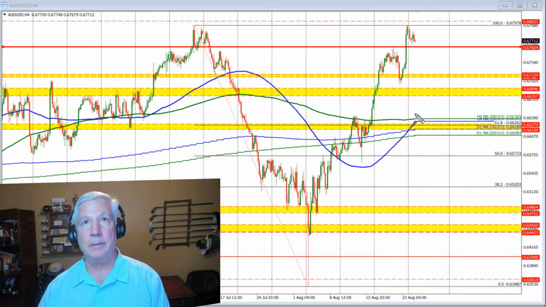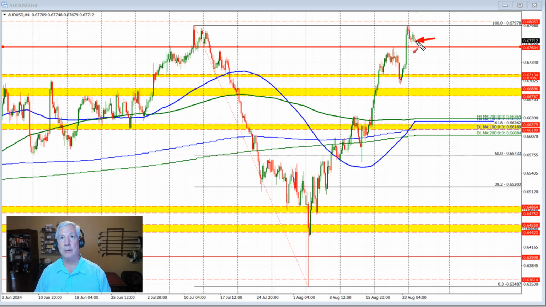I'm going to take a look at the Aussie versus US dollar. Today's date is August 26, 2024. Let's get started. You may ask, why even bother? This bar right here, this is a 4-hour chart. The bar right here is only 7 pips wide. Yes, the range so far in trading today is only 7 pips for the Aussie versus US dollar.